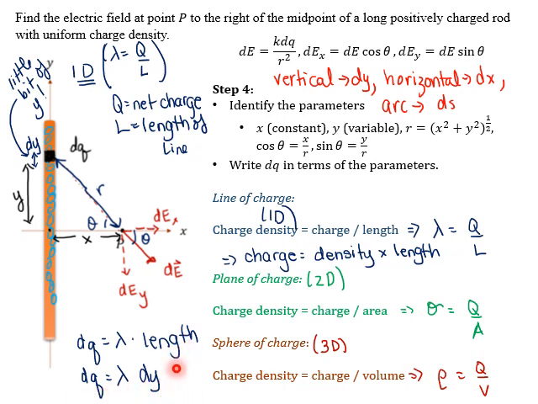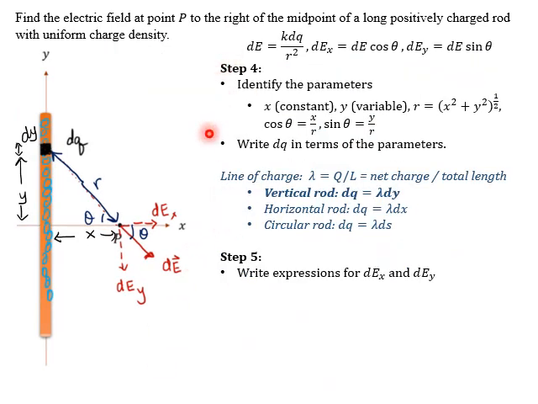Okay, so now we have dq in terms of the parameters of the problem. Here's our charge density, and this is the length of the rod, and we know y is a variable. So here's a neatened up summary of what we talked about on the previous slide. X and y are our parameters of the problem.